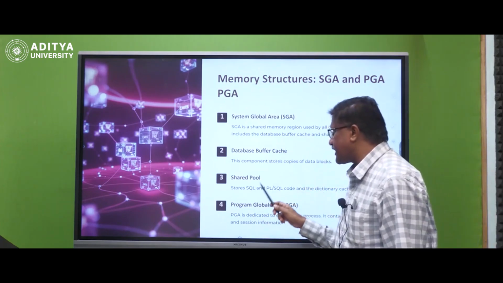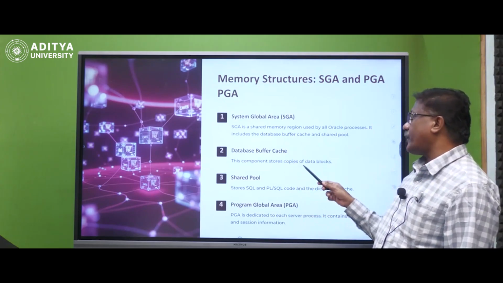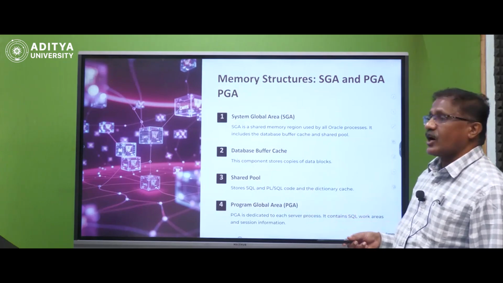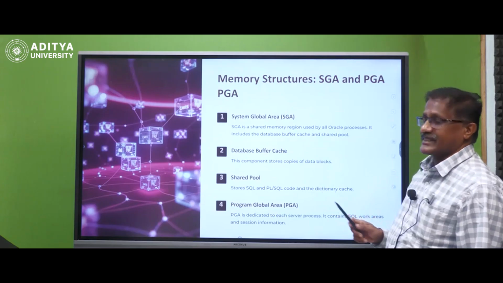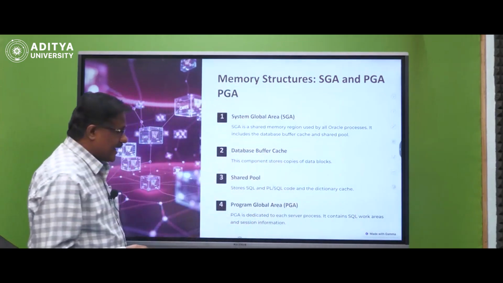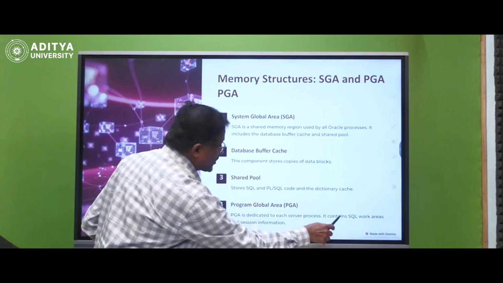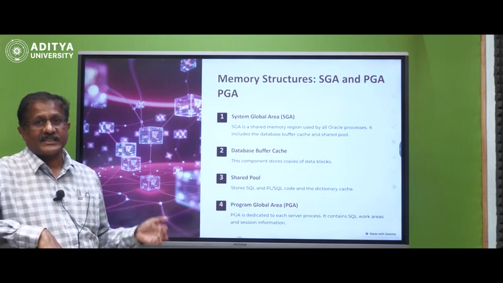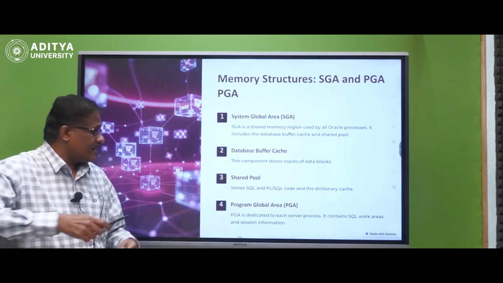The database buffer cache is a component that stores copies of data blocks. The shared pool is where the SQL and PL/SQL code we run is stored, along with the dictionary cache. But the program global area, PGA, is dedicated to each server process. It also contains SQL work areas and the session information, whether it is the first session, second session or third session.